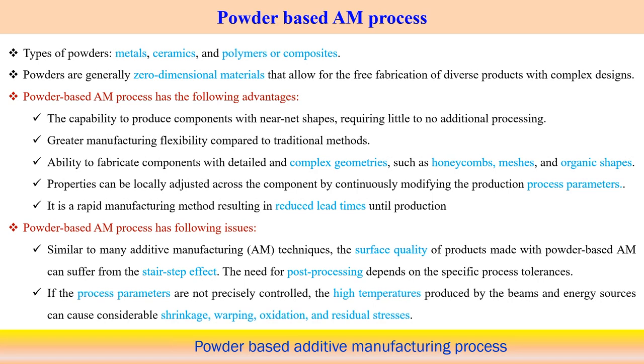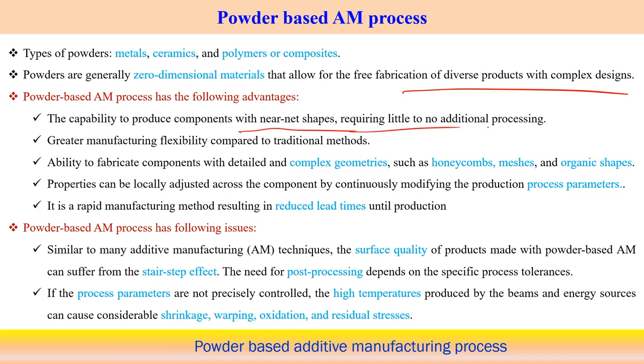But powders are generally, you can say, zero dimensional material. We can consider them like that, and that allows the free fabrication of diverse products with a complex design. It's possible using powder as a raw material. Now, the powder based additive manufacturing process has several advantages. One is that it can produce a near net shape component, so a shape exactly close to the component as per the CAD design is possible using powder, because powder size is very, very small.